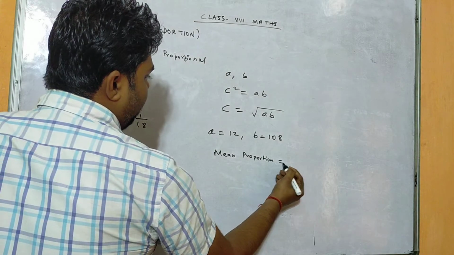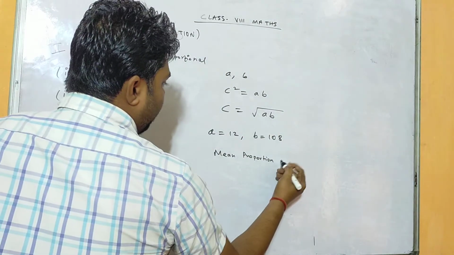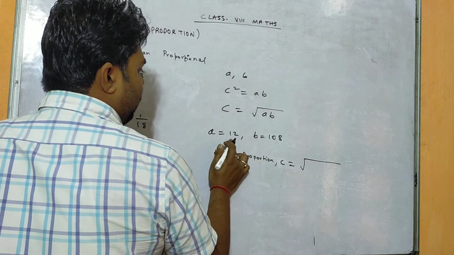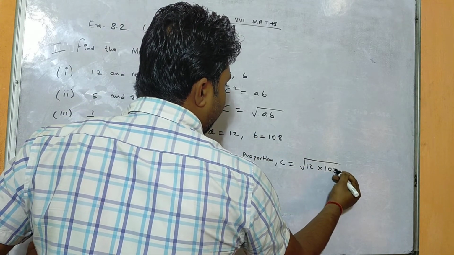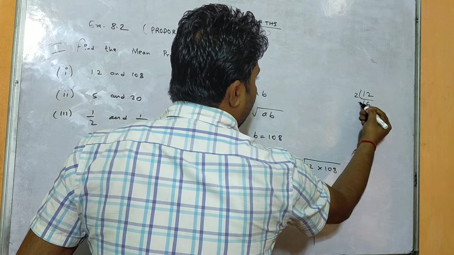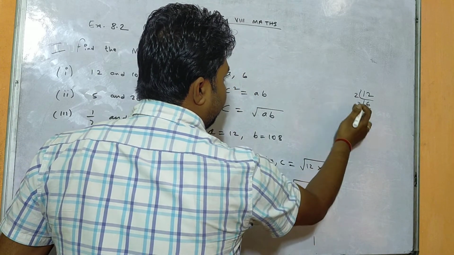Mean proportion will be C, right? Or you can write here, C equals root under AB. In place of A we will put 12, in place of B we will put 108. Now we have to take LCM. LCM of 12: 2 6s are 12, 2 3s are 6. That means here in place of 12 we will be writing 2, 2, 3.